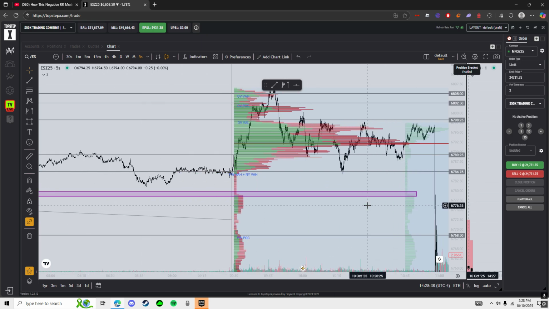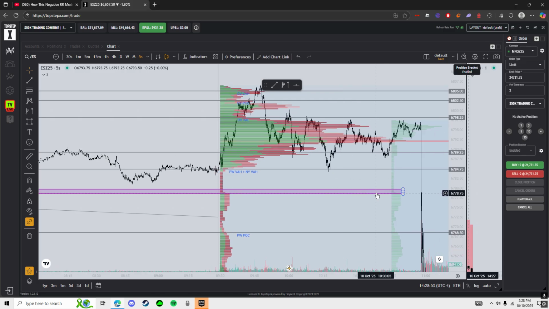And my stop loss was somewhere around here. I think it was at like 7.8, 7.8.5 maybe. I know it was like a thousand.